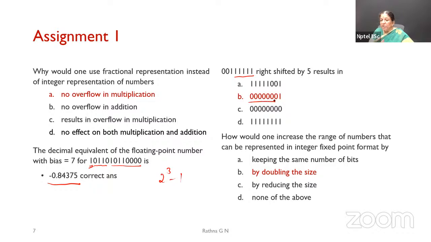What is it? Because there are 5 bits and 2 zeros, there will be 7 zeros, and the last one will be 1. That is the correct answer. Next one: how would one increase the range of numbers that can be represented in integer fixed point format? Usually we double the size of it to increase the range.